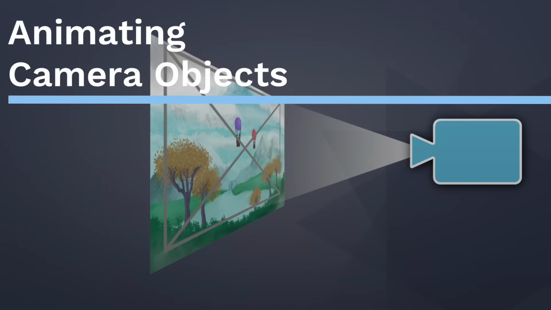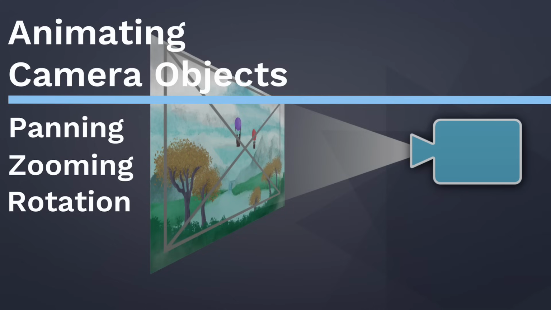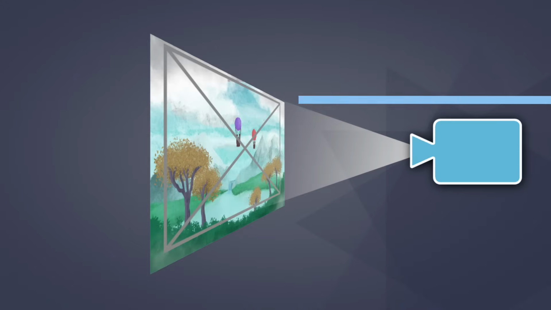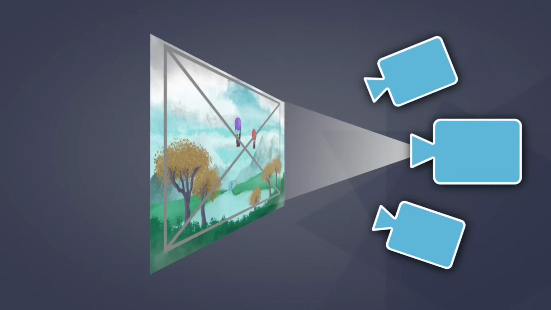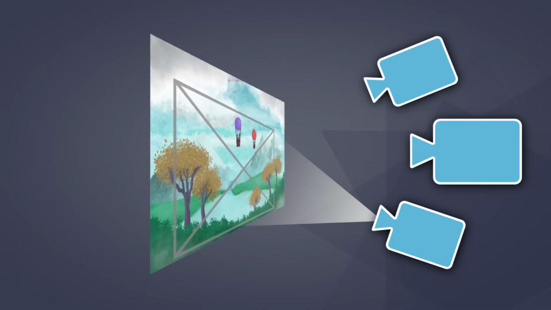By animating camera objects, you can create dynamic panning, zooming, rotation, and parallax motion, even when the camera is the only moving part in the project. And by using multiple cameras, you can easily cut between different points of view in a single scene.